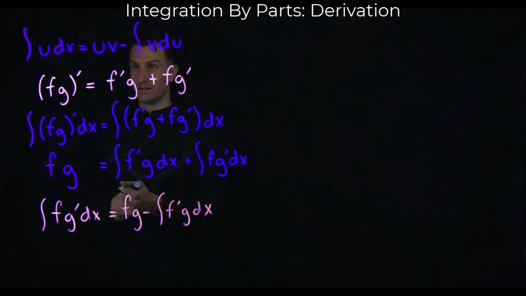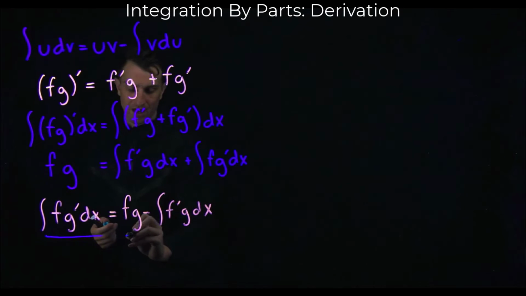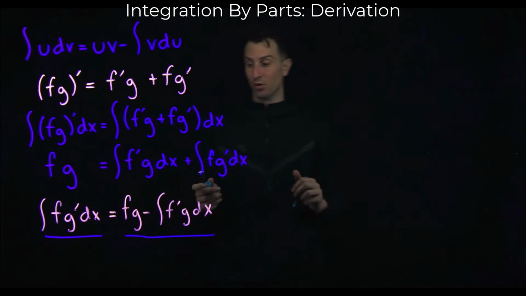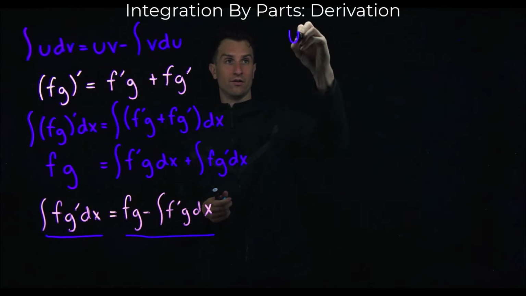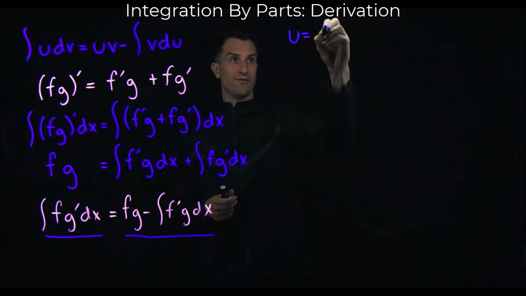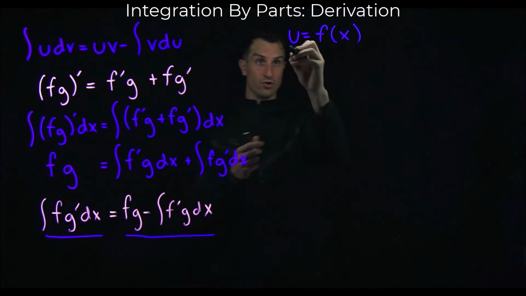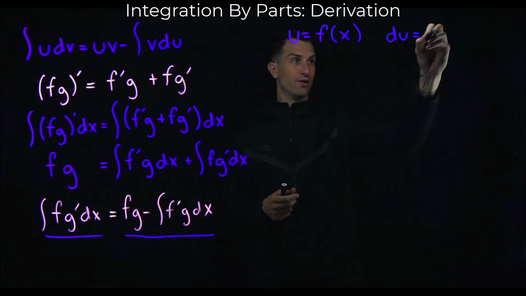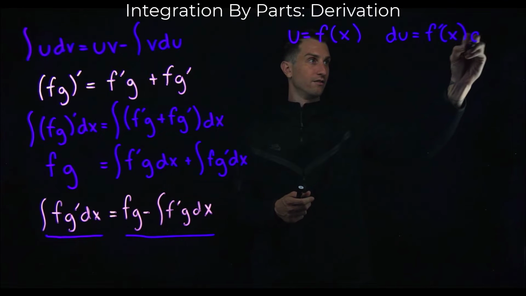These are equivalent. They've always been equivalent, but all we're doing now is some relabeling. So let's go ahead and relabel. Let u be equal to f of x, which means that du, the derivative of u, is equal to f prime of x dx.